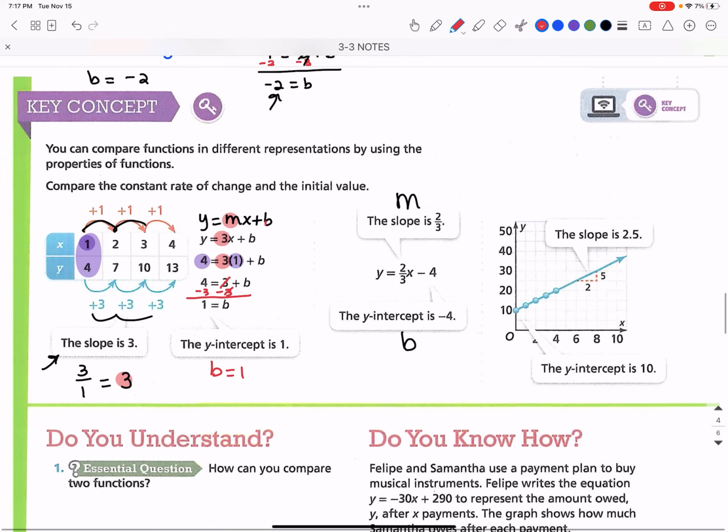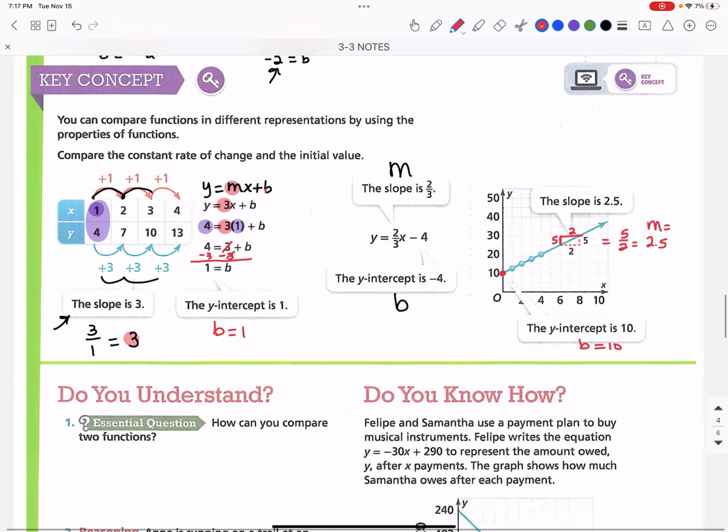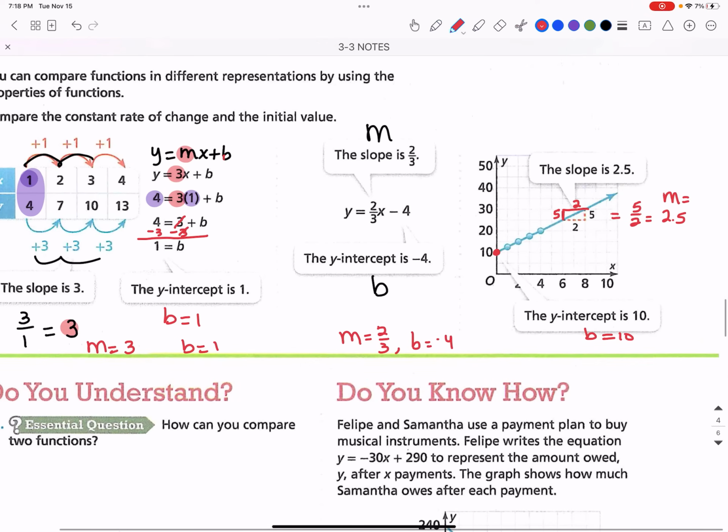Okay? And then a third one here is the same thing, right? You can find your m and your b. You can find your m by rise over run. We rise 5, we run 2. So that means it's rise over run, and when we reduce that, we get 2.5. So the m here equals 2.5, and the b is the initial value, or the y-intercept, and so we know that the b equals 10. Now with that information, we have an m and a b for every single one of these. We have an m of 3 and a b of 1. We have an m of 2/3 and a b of negative 4. On this last one, we have an m of 2.5 and a b of 10.